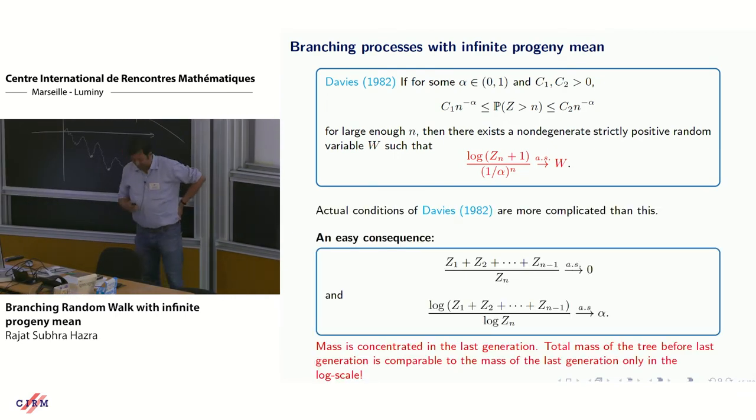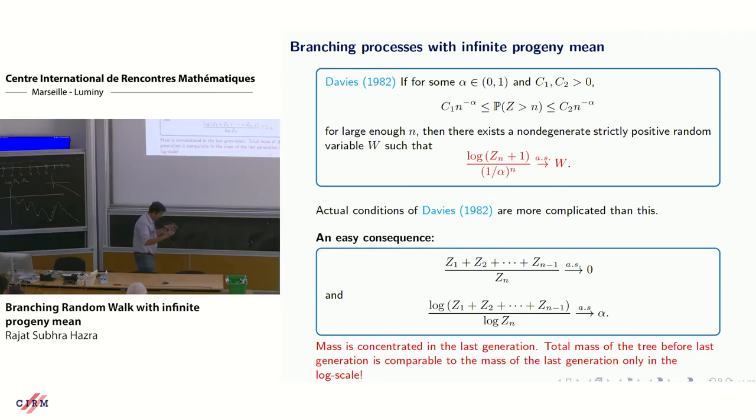Okay, so an easy consequence of this, to keep in mind, is that if you look at the size of this Galton-Watson tree up to the n minus 1th generation, and you divide it by the last generation, then it goes to zero. So that means the total mass of this tree is very much concentrated only on the last generation. And you can compare the sizes only in the log scale. So this is a bit different from what happens in the standard finite mean Galton-Watson case. Here you see that the last generation is dominating.